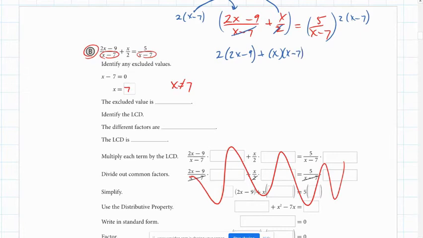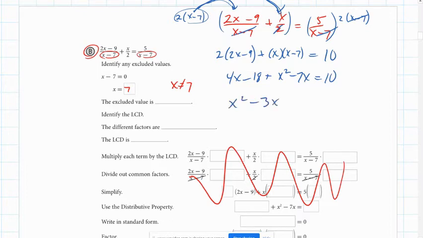So I didn't cross anything out here because that thing is being distributed to both pieces. Just because it cancels with one doesn't mean it cancels with the other. And then on this side, I do have the x minus 7s that cancel. I just get 10. And so now, if we distribute, we have 4x minus 18 plus x squared minus 7x equals 10. So altogether, that's x squared minus 3x minus 28 equals 0.